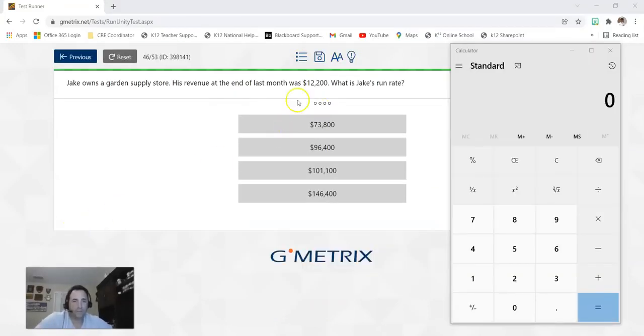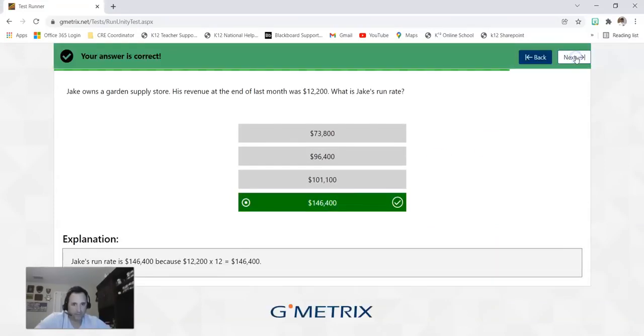All right, so we're going to cover run rate. Jake owns a garden supply store. His revenue at the end of last month was $12,200. What is Jake's run rate? So run rate is how much over a year, so 12 months. So we're going to multiply $12,200 times 12, which gives us $146,400. So the run rate, here's the formula, is how much revenue you make over a year.